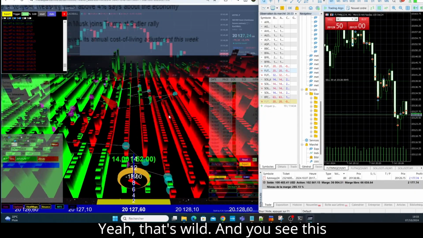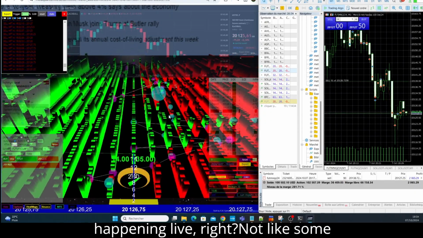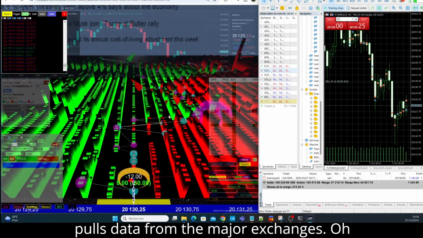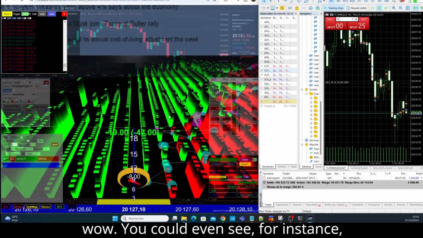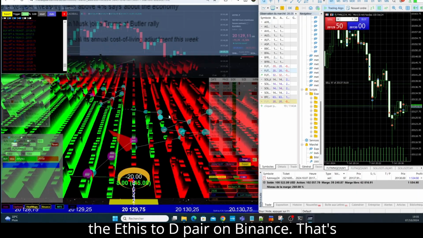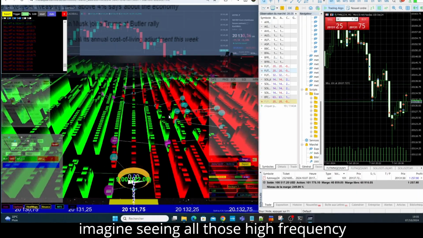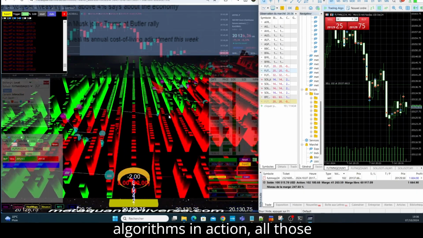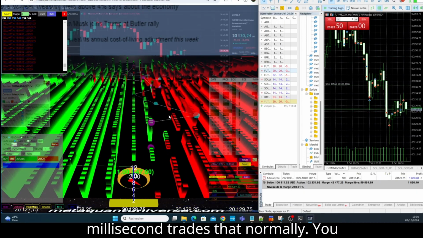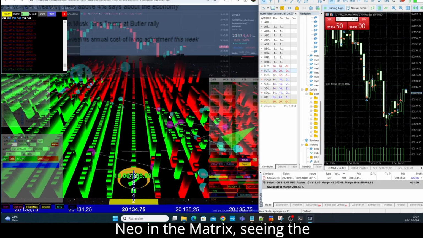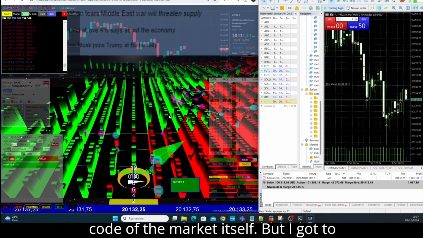That's wild. And you see this happening live, right? Not some simulated market. Oh, yeah. MetaQuant pulls data from the major exchanges. You could even see, for instance, the ETH/USDT pair on Binance. That's one of the most liquid crypto pairs. So imagine seeing all those high-frequency algorithms in action, all those millisecond trades that normally you totally miss. It's like being Neo in the Matrix, seeing the code of the market itself.